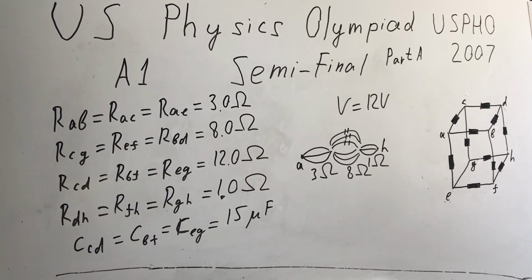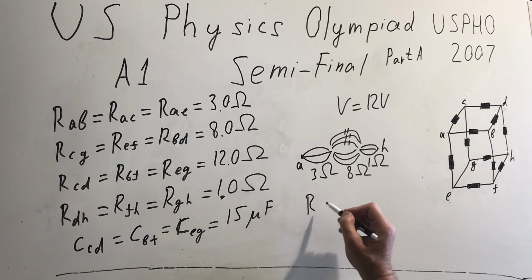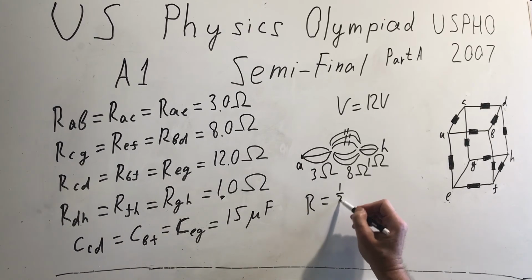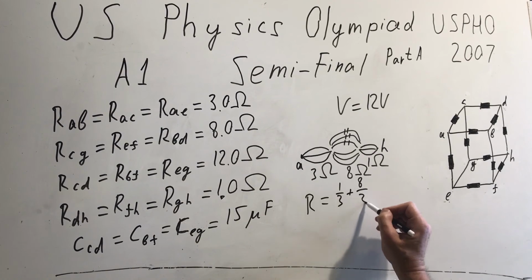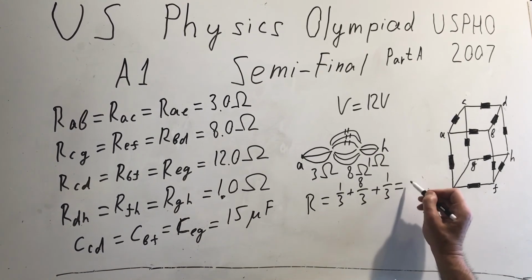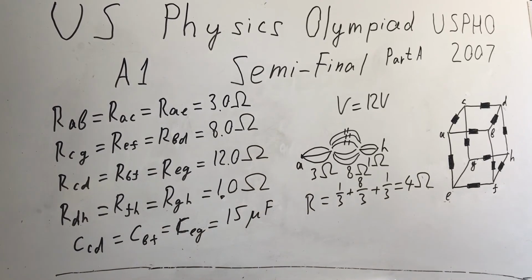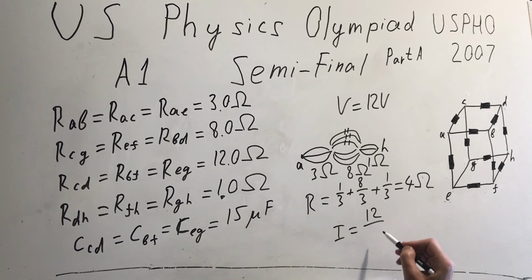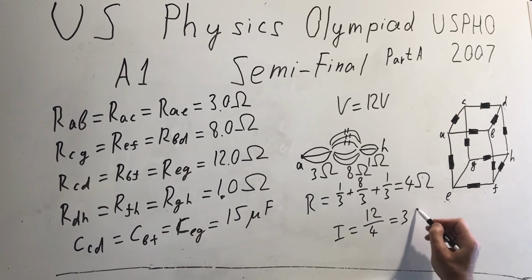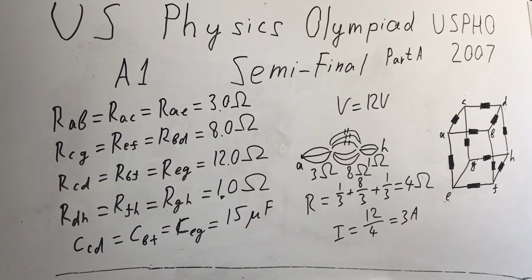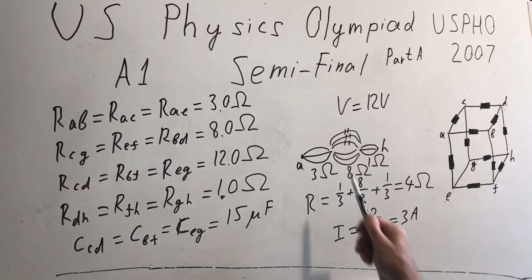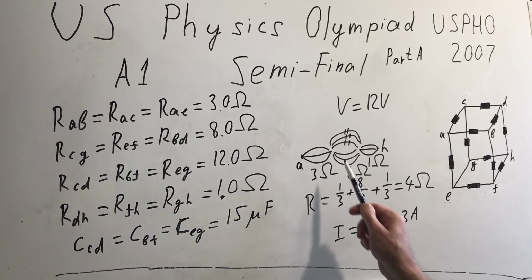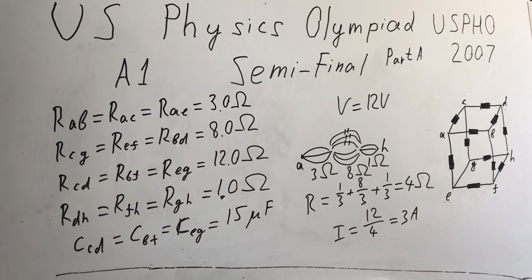So first we can count the equivalent resistance. So R is just equal to 1/3 plus 8 over 3 plus 1 over 3, which is 4 ohm. After that we can count the current. Current equals 12 volts over 4 ohm, which is 3 ampere. If we have current 3 ampere, it means that due to symmetry through each of these 8 ohm resistors we have current 1 ampere.